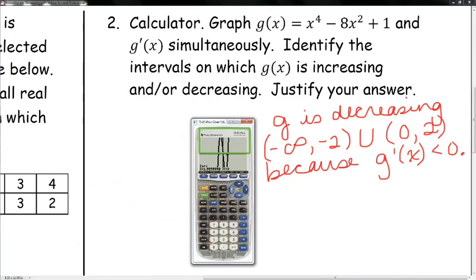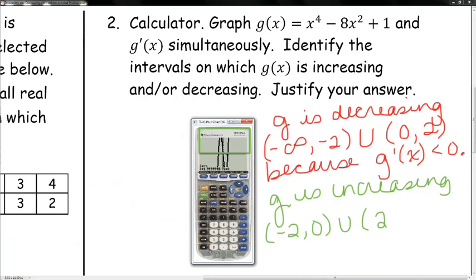Alright, g prime's positive. So g is increasing where g prime is positive. So we're increasing from negative 2 to 0, and from 2 to infinity, because g prime is positive. It's greater than 0.